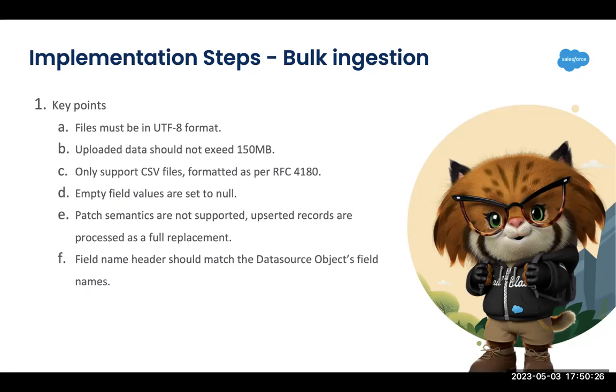So there are very key points when you start doing a bulk ingestion. Number one, your file must be in UTF-8 format. The data should not exceed 150 MB, which is nothing but your CSV file should not exceed 150 MB. And the supported CSV format would be RFC 4180, which is the standard given by integration teams.